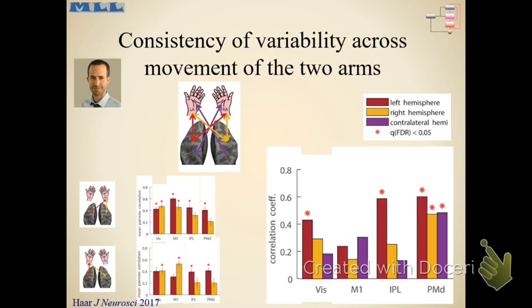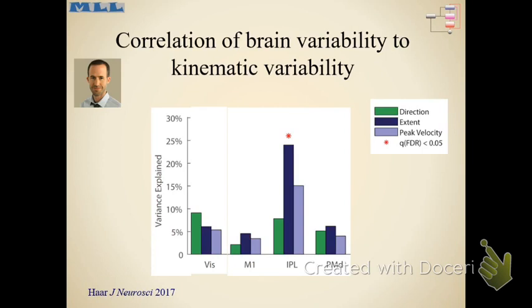But what about the connection between the variability in the brain and the variability in the movement? Like that's the obvious question, that's why we started, right? So it turns out that there's really only one connection that we found. Only in the posterior parietal cortex do we get a consistent correlation of variability in the brain with variability in the movement. And then also only for extent. So while these variabilities are clearly important, they're not necessarily expressing themselves in the movement itself.